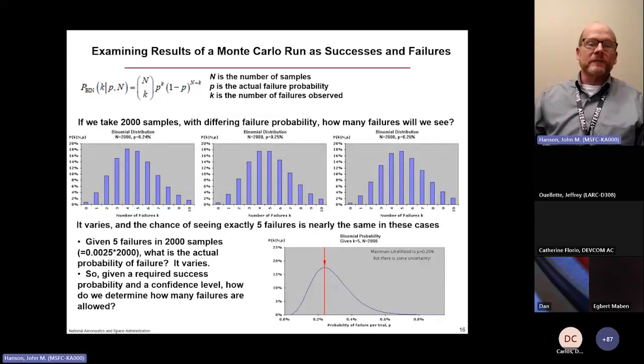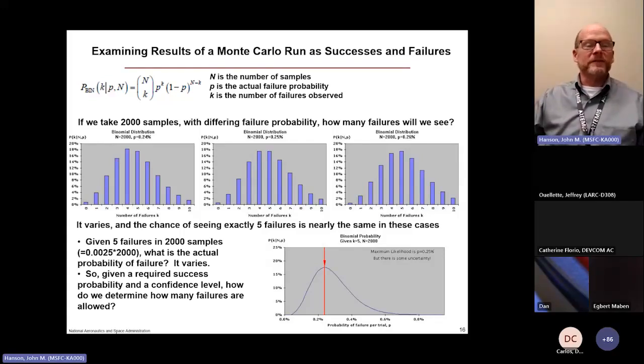What we do is look at every sample, every sim that we ran where we randomly varied everything, as a success or a failure. So we run n samples, and there is an actual likelihood of failure, which is the case where you exceed the value that you're interested in, and k is the number of failures observed. If I have a certain likelihood of failure, then I might see a certain number of failures when I run a whole bunch of samples.